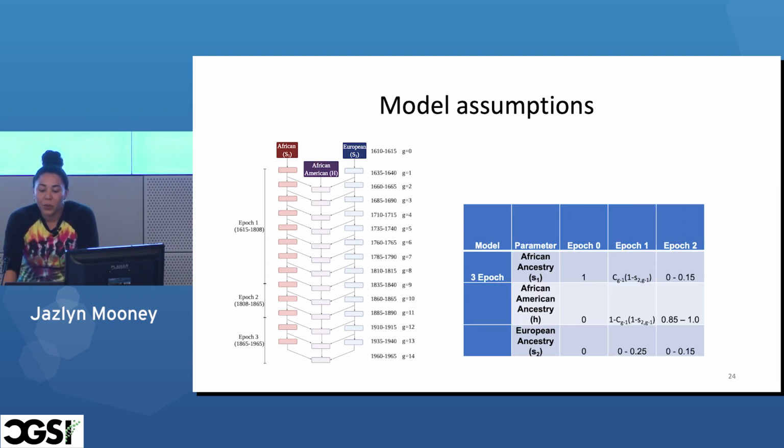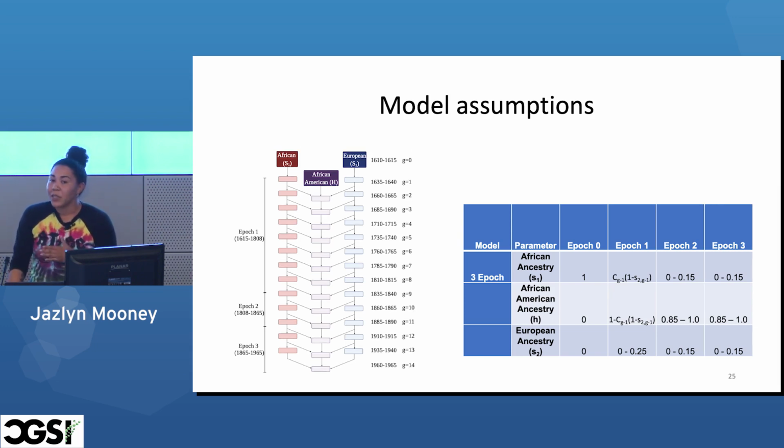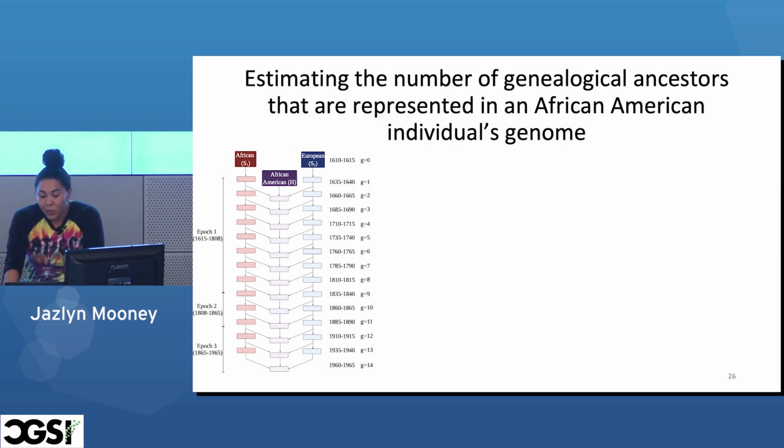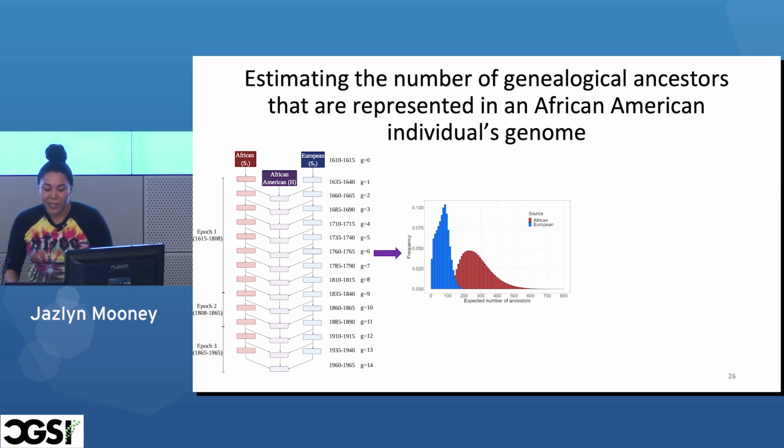So in epoch 2, we allow these parameters to range in value for what we think is reasonable based on the decline of the transatlantic slave trade and the increasing population of African American individuals who are already here. And we do the exact same thing for epoch 3. So we're going to basically make a huge grid of possible parameters, and we're going to search that grid. When we compute your expected number of ancestors, we see a distribution that looks like this. This is the full grid. We're not using anything other than the parameter space that we've created.